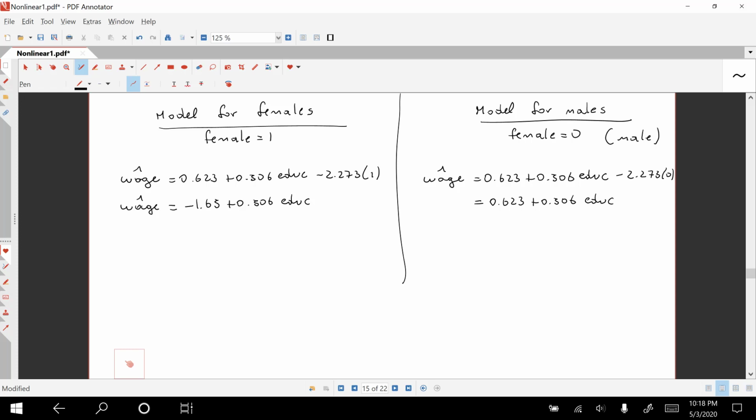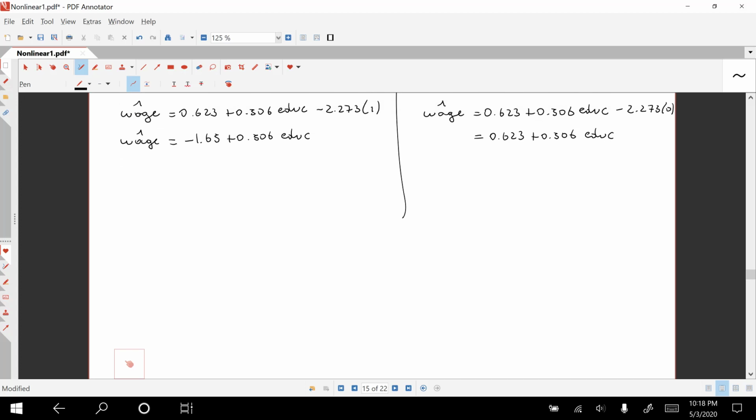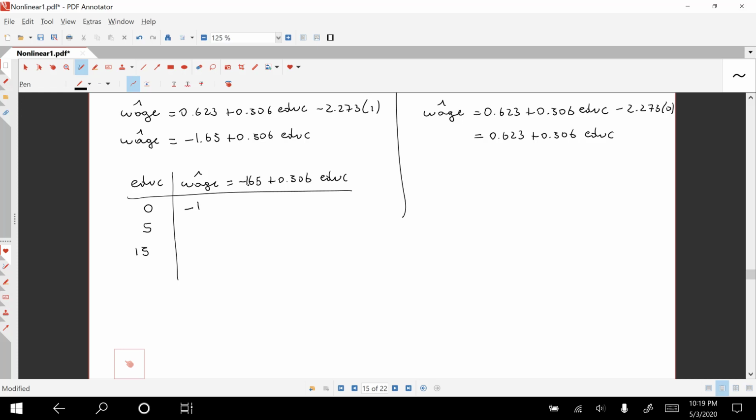As you can see, basically, within the model that we had estimated, it's like we had two different lines of the relationship between wages and education, one for males and one for females. So let's graph those to compare how they look. I'm going to use 0, 5, and 15 years of education. So wage is equal to minus 1.65 plus 0.56 education.